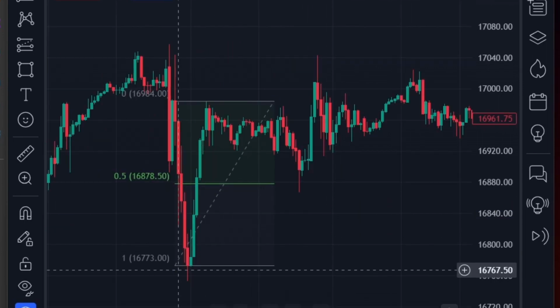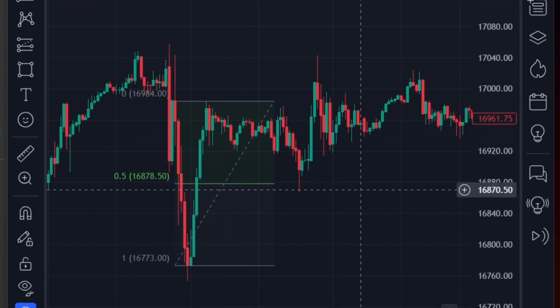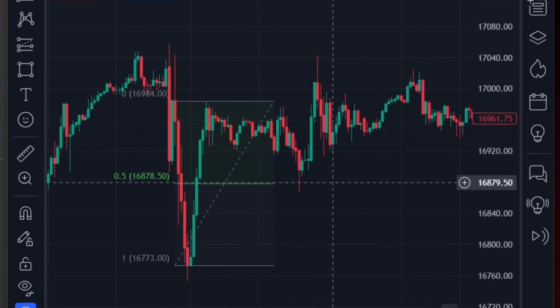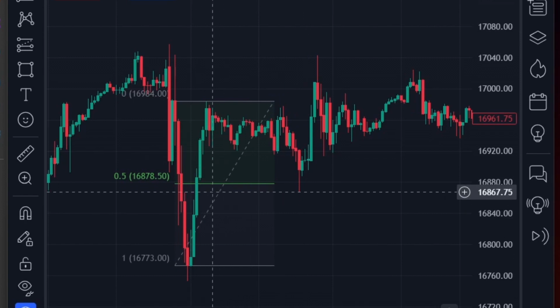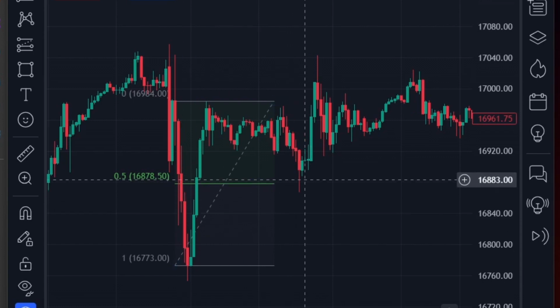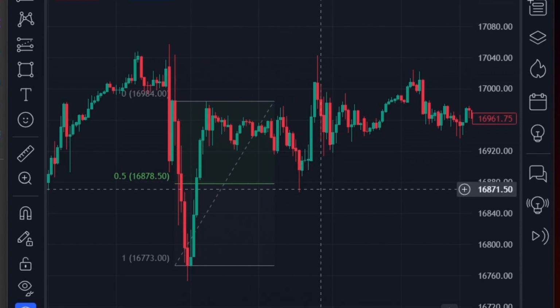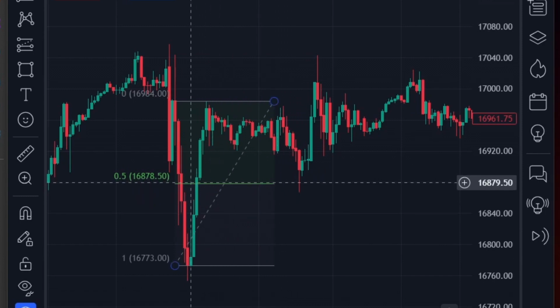As you can see, I marked out the 50% here, and I'm going to show you an example of how it could be used when it goes into the fair value gap. And a fair value gap is only effective below the 50% retracement level. So as you can see, the market retraces back to the 50% retrace, the Fibonacci level.